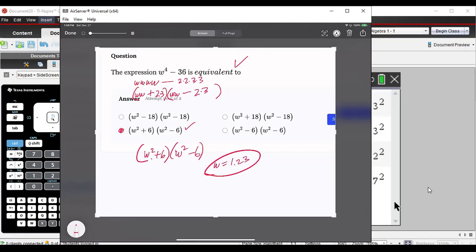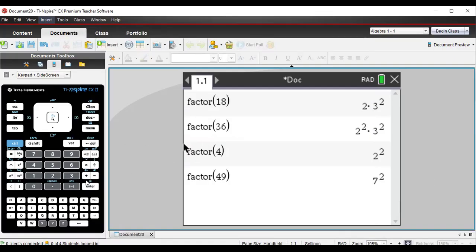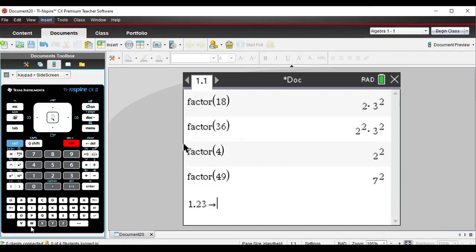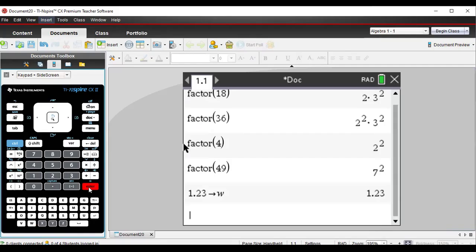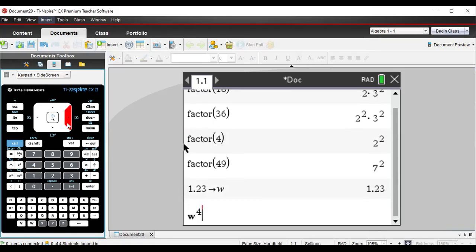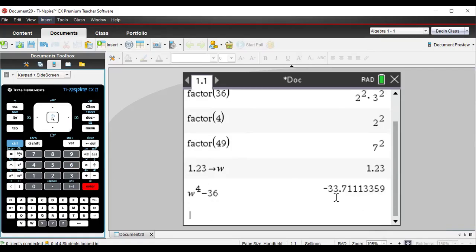Actually, let me do that part. Let's do that. So I'm going to store 1.23 into W, right? And then I'm going to type in W to the fourth power minus 36. And I get a negative 33.71113359. It doesn't matter.